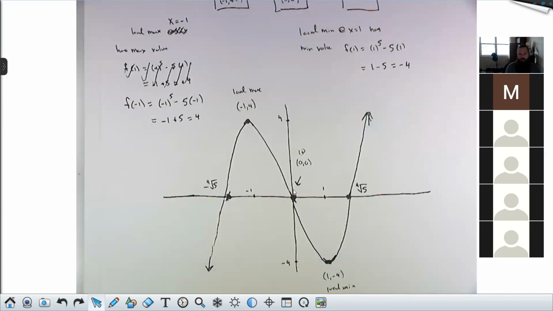So yes and no. If you're looking for the absolute max or absolute min for a function whose domain is not restricted to a closed bounded interval, you should find all of the local extrema. But then also think about the end behavior for that function, because that function may not even have an absolute max or an absolute min.